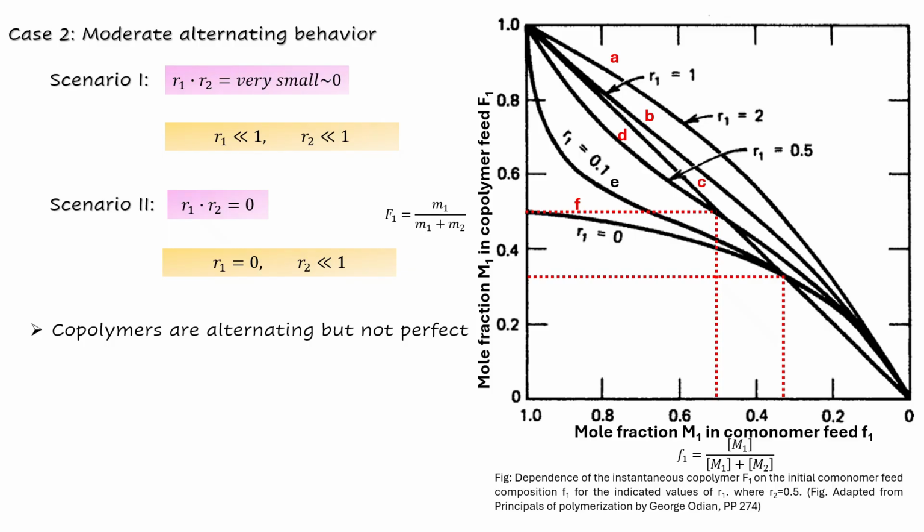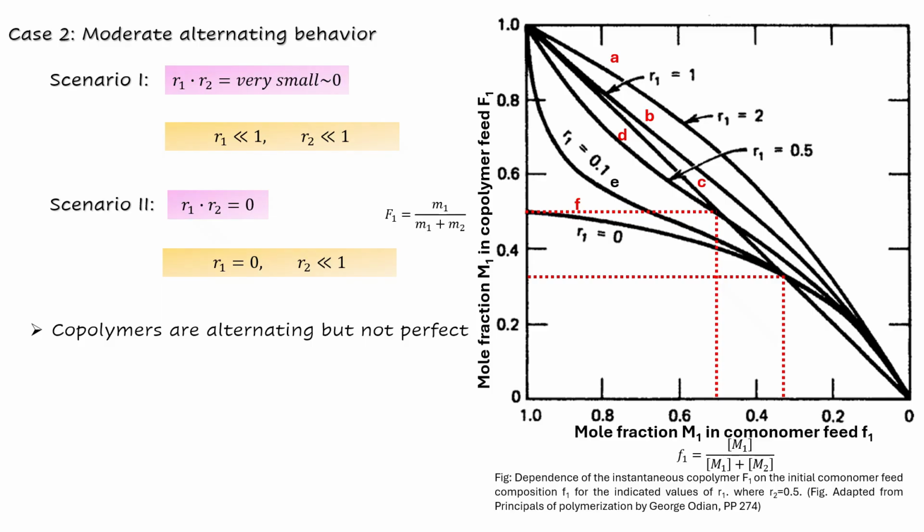The behavior of most comonomer systems lies between the two extremes of ideal and alternating copolymerization. As the product R1 R2 decreases from 1 towards 0, there is an increasing tendency toward alternation.